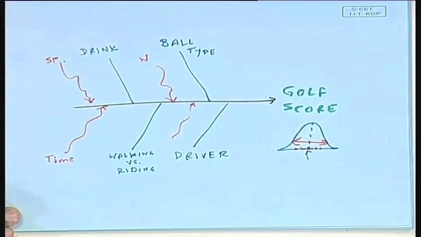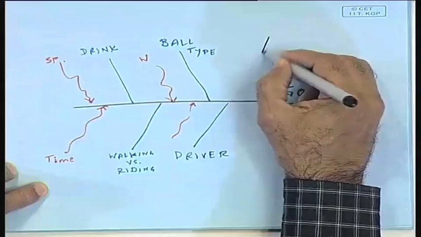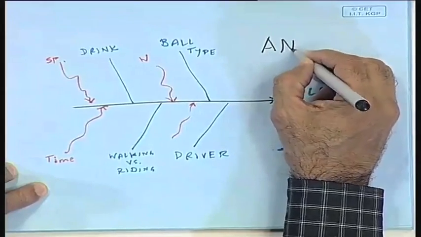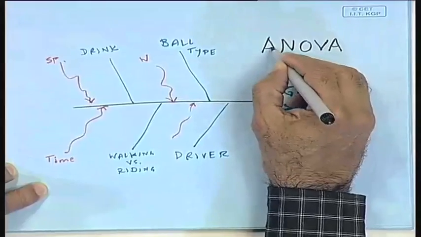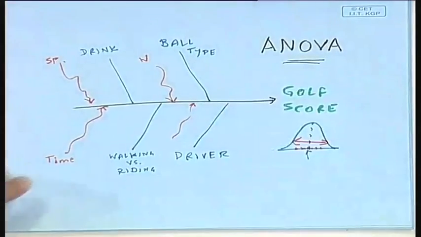That technique, of course, is called ANOVA. And I'm just going to write it down. First, I'm going to write it down very clearly here so you'll see what that technique is. ANOVA stands for Analysis of Variance. This is a very important statistical technique.